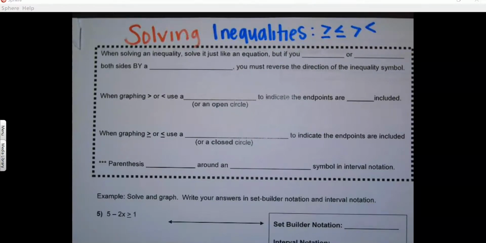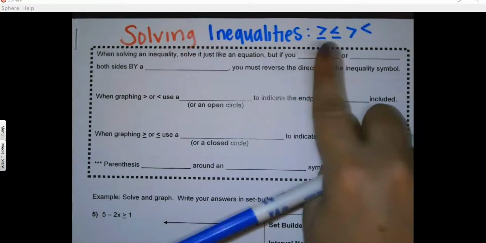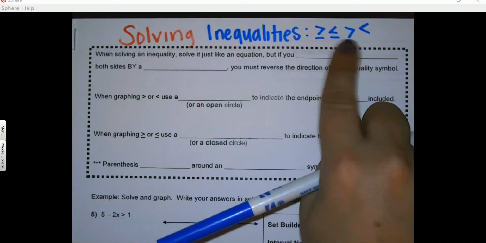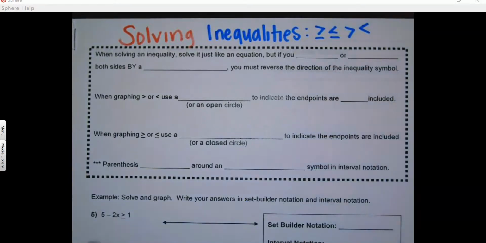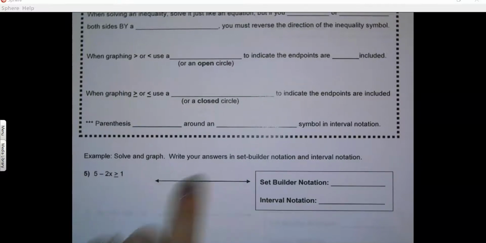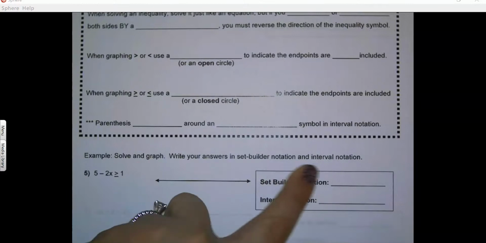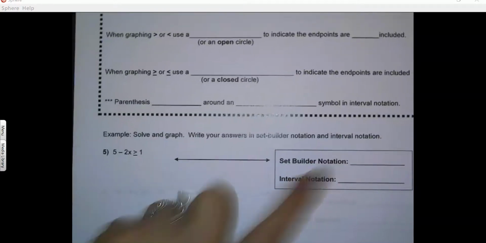Okay, now we are going to move on to solving inequalities. So remember, the problems when they're inequalities will have one of these symbols. If we take a look at example 5, it says solve and graph. So we're going to graph these on a number line. It says write your answer in set builder notation and interval notation.